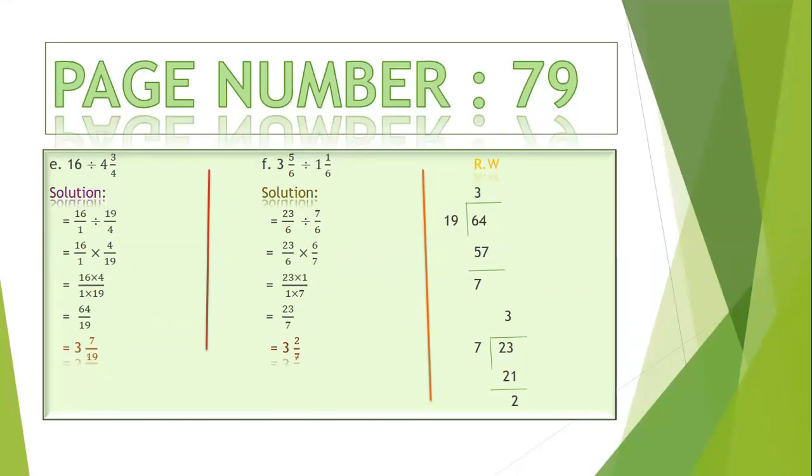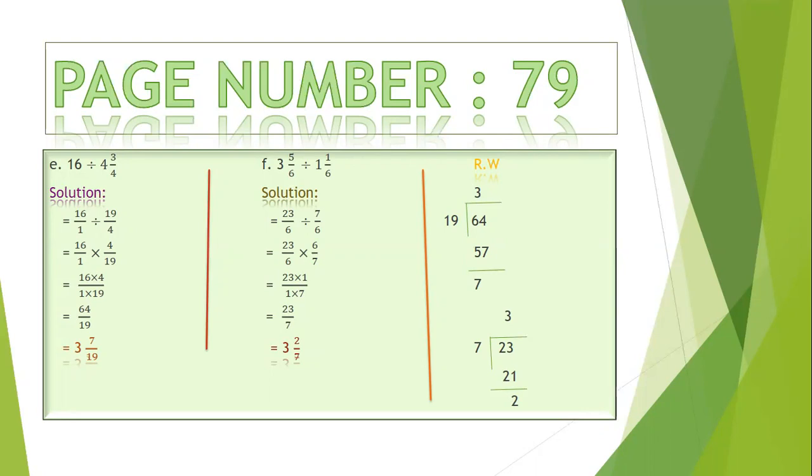When we change into the multiplication sign, 16 over 1 is multiplied by the reciprocal, 4 over 19. After the division, the mixed number 3 whole number 7 over 19 will be our required answer of part E.